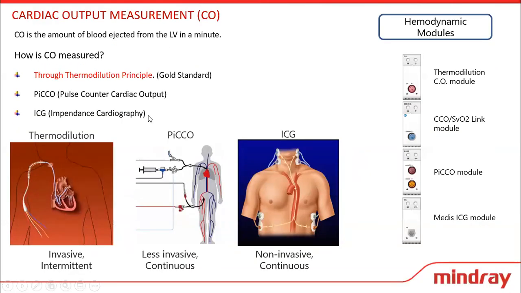So coming into our cardiac output, we have three main ways in which we can monitor our patient's cardiac output. Number one is the gold standard, through the thermodilution principle using the Swan-Ganz catheter. Number two, which is less invasive, we can use the PiCCO module. And the last one is non-invasive, a very good one, called the ICG module, which is non-continuous. We use these modules highlighted here to monitor your patient's cardiac output.